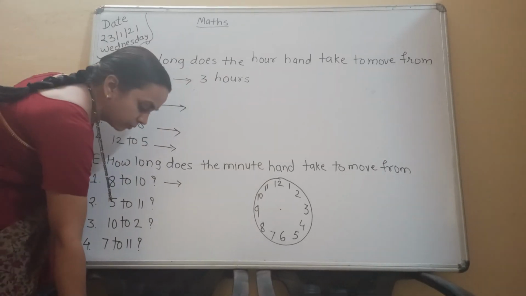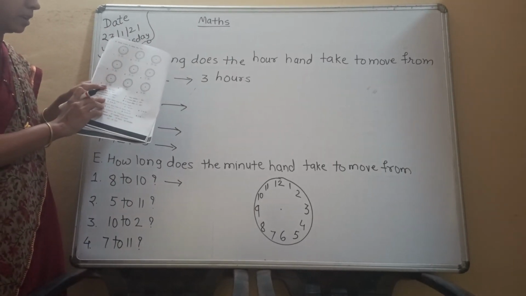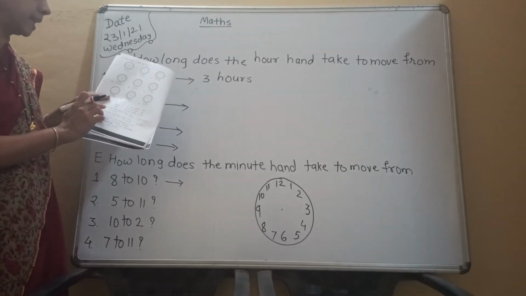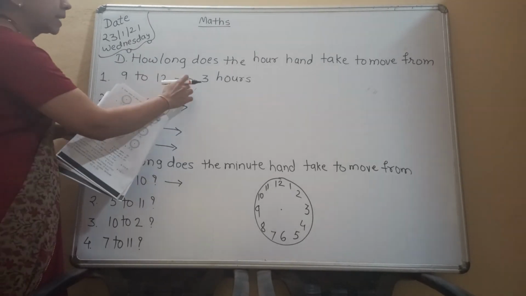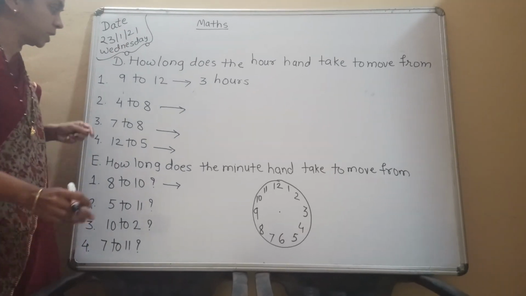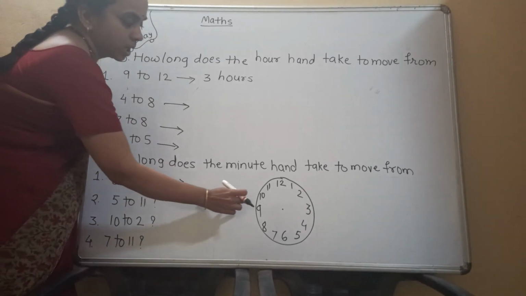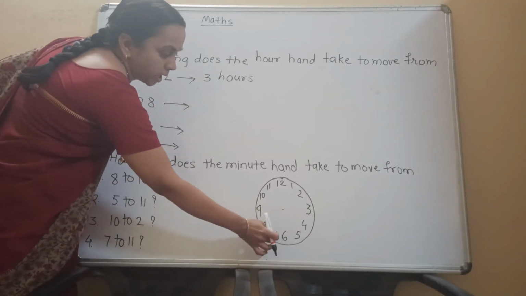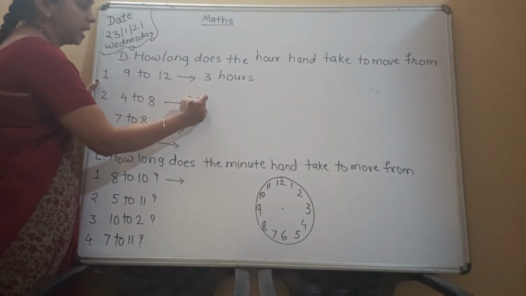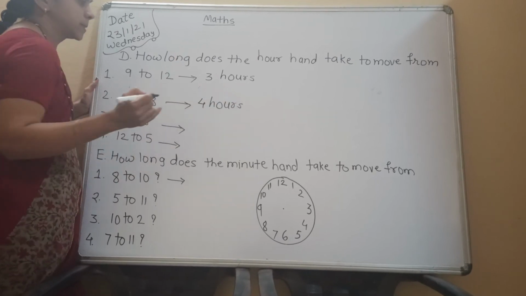So you write down there in very small writing because very small space is there. You can write directly there 3 hours. Like this only you can write here. Okay. Now see second example, 4 to 8. 1, 2, 3, 4. 4 plus 4, 8. So how many hours? 4 hours.